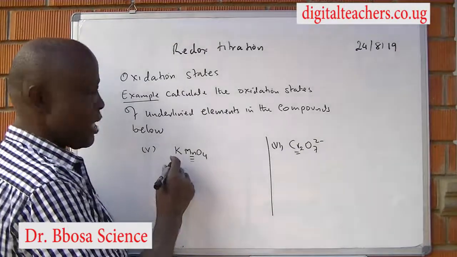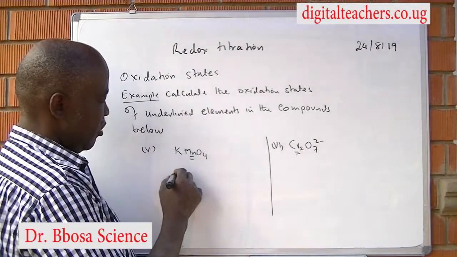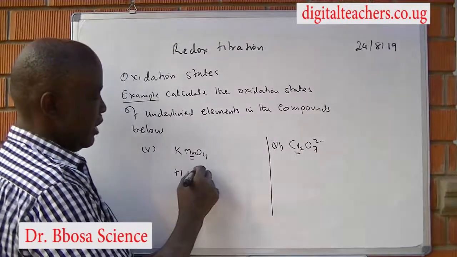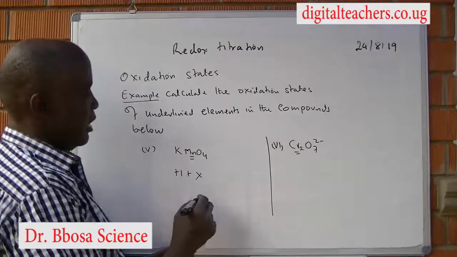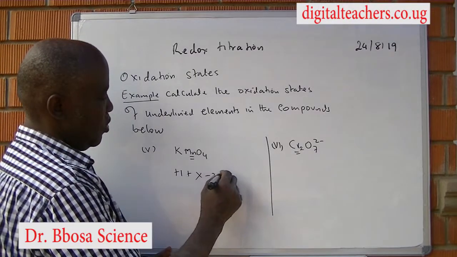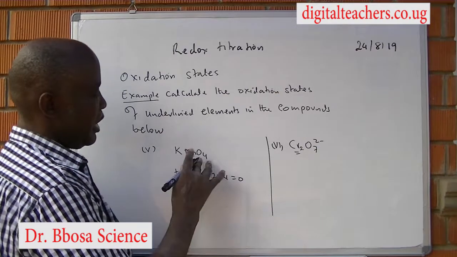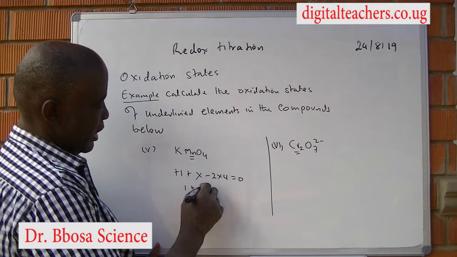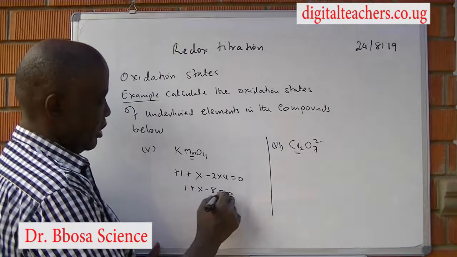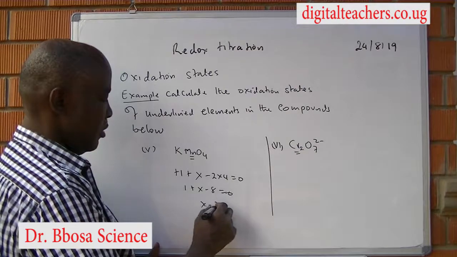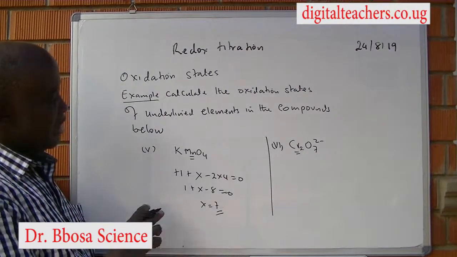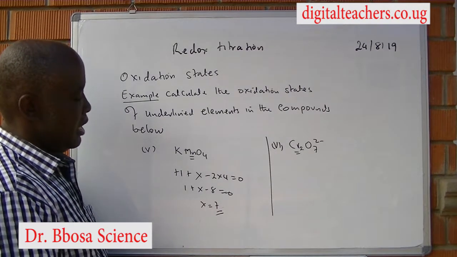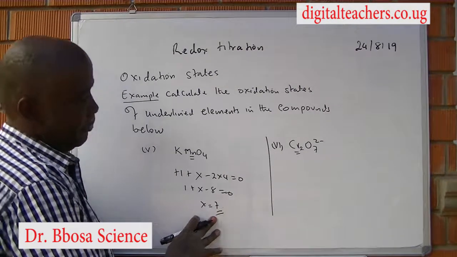Here, potassium is in group 1, so it has oxidation state positive 1. Then plus manganese, oxidation state, let it be x, minus 2 times 4, the overall charge is 0. Therefore 1 plus x minus 8 is equal to 0, x is equal to 7. Therefore the oxidation state of manganese in potassium permanganate is 7.